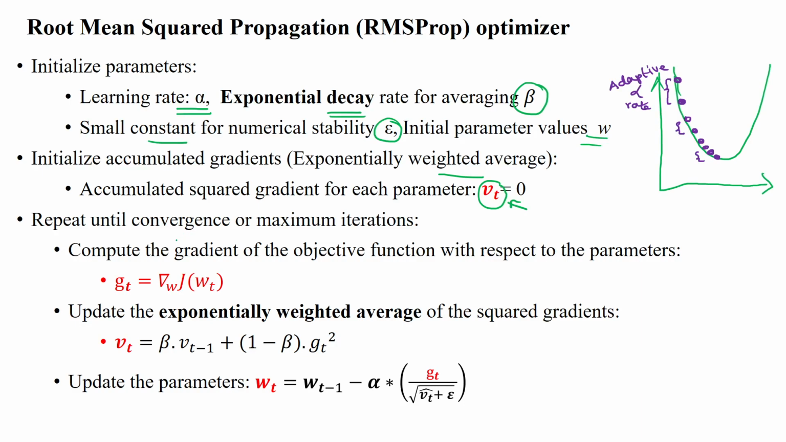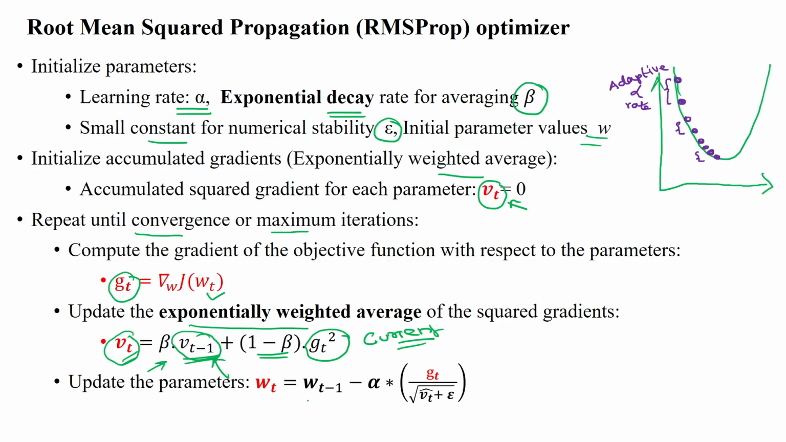We repeat the process until reaching the convergence point, or we can use a maximum number of iterations or epochs. Here the gradient is calculated with respect to the weight parameters. After calculating that gradient, we update the exponentially weighted average, denoted by small vt. The current exponentially weighted average is updated from the previous step, the most recent epoch value. More focus is given to the previous time step, and less focus to the current step.